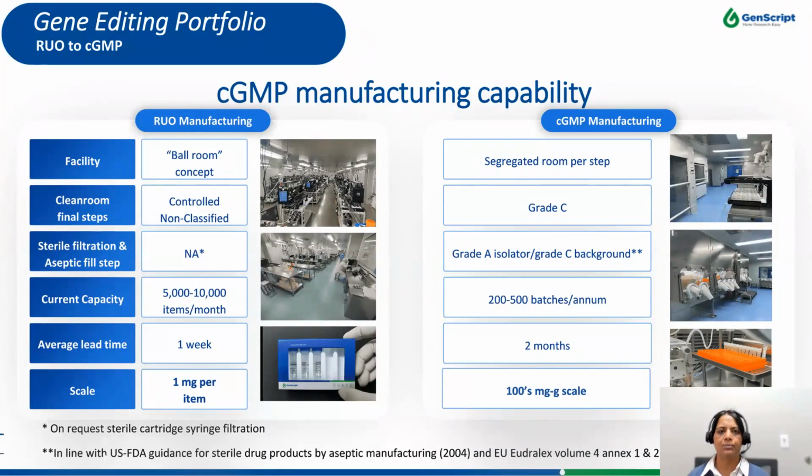When it comes to capacity, the average lead time and scale differ significantly between RUO and GMP. And in the workshop, only one sequence is manufactured at a time. In summary, our facility is well equipped to minimize toxicity and facilitate scaling up, making our product suitable for both RUO and GMP stages.